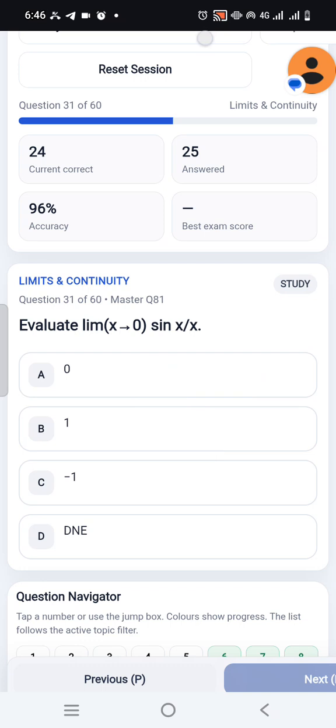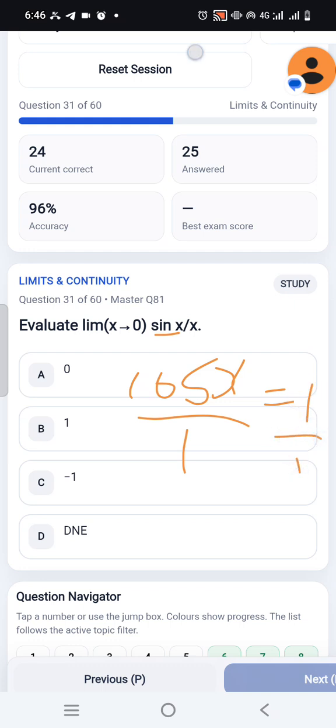If you want to use your delta zero, when you differentiate, because you know sin 0 is 0, x is also 0. So when you differentiate the upper part, sin x, it's going to give you cos x. When you differentiate x, it's going to give you 1. So cos 0 is 1, then 1 over 1 is 1. So B is the answer.